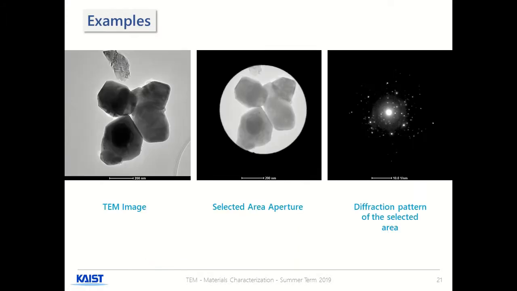To clarify all of these, let's move on to a precise example. The sample is a barium titanate powder which is prepared by grinding to break down the agglomerate. The first image we see here is the TEM image of the grain. When the selected area aperture is inserted, only the area inside the circle is chosen, so we exclude the particle up here. The diffraction pattern shown here is that of the selected area and not of the whole image.